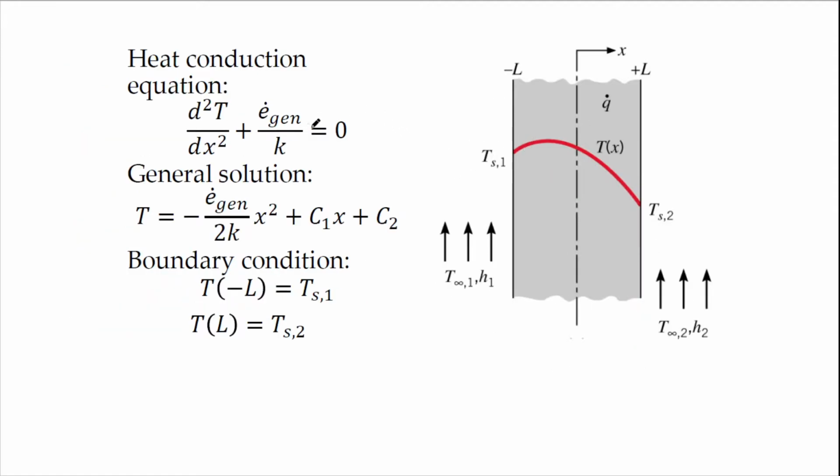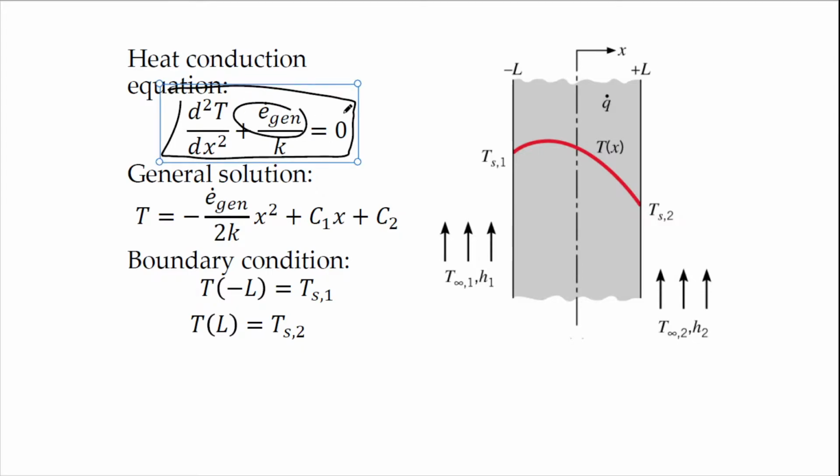In general, if we were to write the basic 1D conduction equation, this is the equation for Cartesian coordinates. If you want to solve this, you integrate twice and then you can get T(x) equal to a formula. But in this case, we have heat generation. The heat generation exists, so we have this sort of equation.